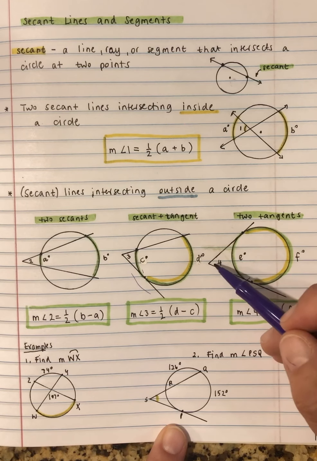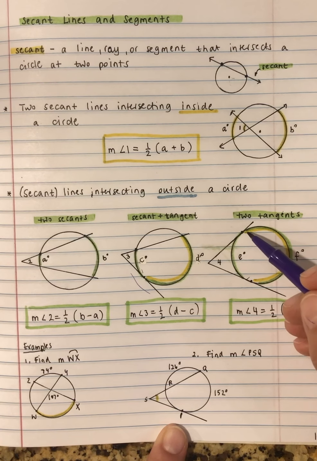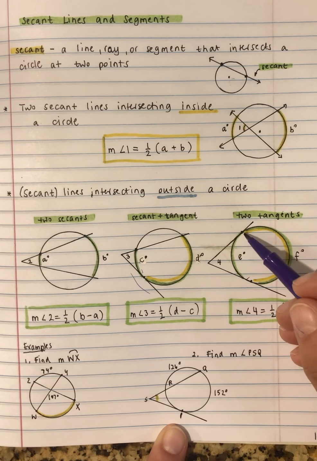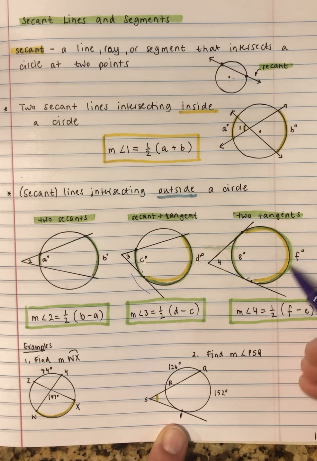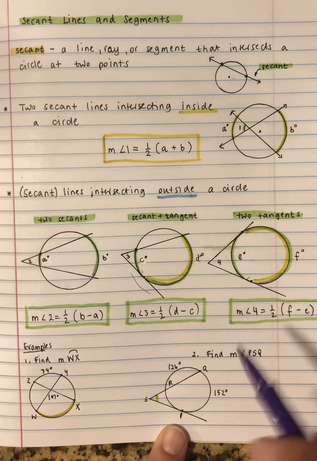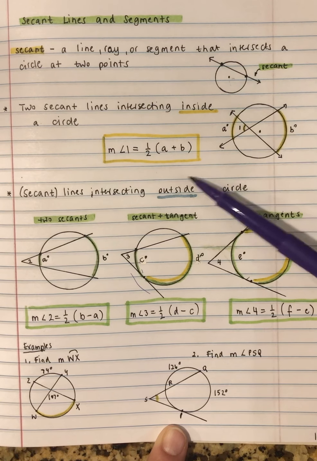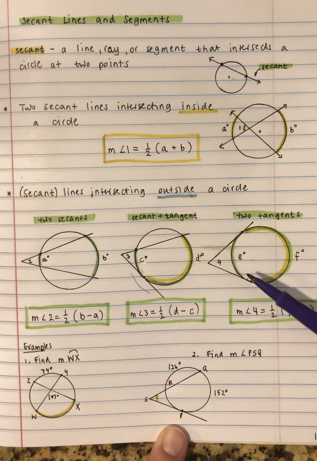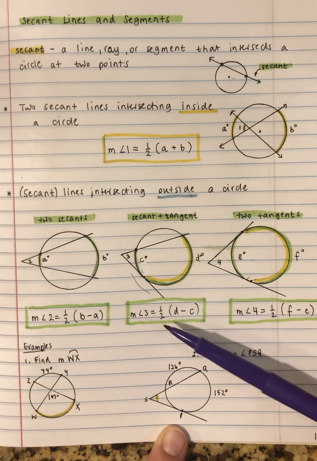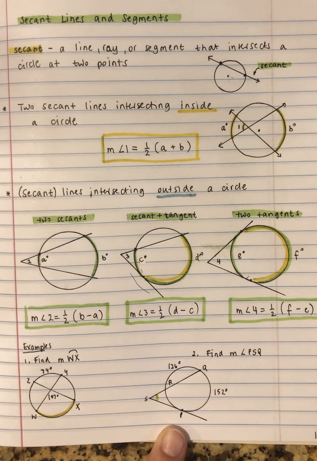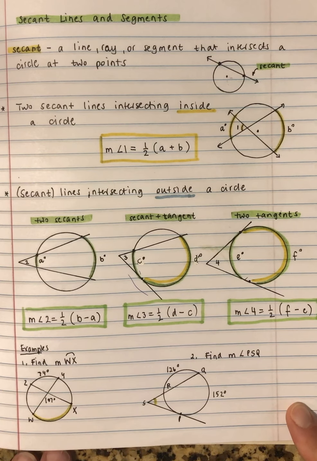And if we have two tangents, then basically it's the two parts of a circle, the outside arc, which is the bigger arc, the major arc, and the inside arc. So in each case, we're doing half of the difference. One more time, remember that if the lines intersect inside the circle, it's the sum. If the lines intersect outside of the circle, it's the difference of the two intercepted arcs to find the angle.